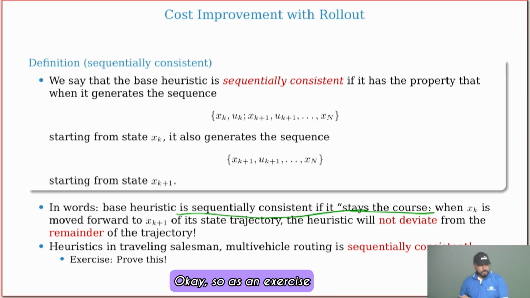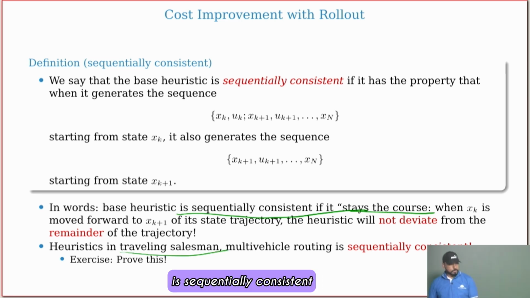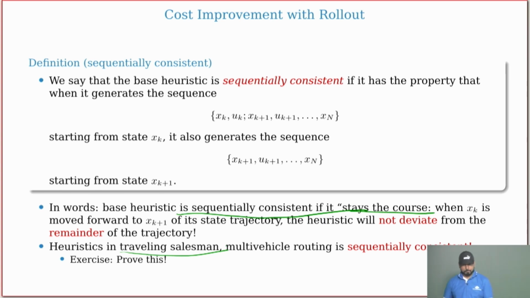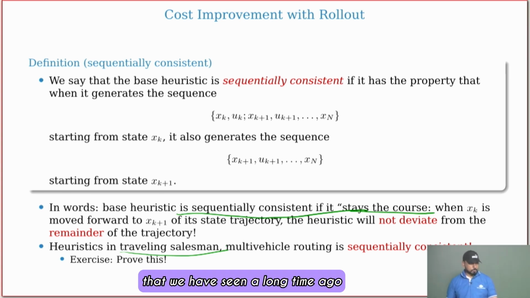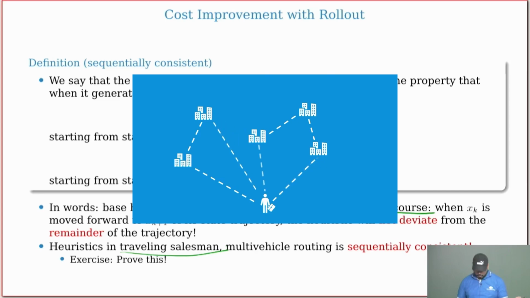As an exercise, you can try to check whether the traveling salesman problem or the multi-vehicle routing problem is sequentially consistent, that is, whether the base heuristic used is sequentially consistent. In the traveling salesman problem that we have seen a long time ago, the original problem involves a traveling salesman who needs to visit several different cities. The question is in which order to visit the cities to make the shortest possible trip, in which the salesman visits each of the cities once and then returns to the original position. Usually subtours, where the route is broken into multiple trips, are not allowed.